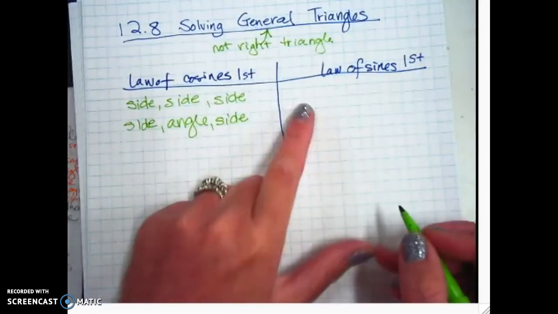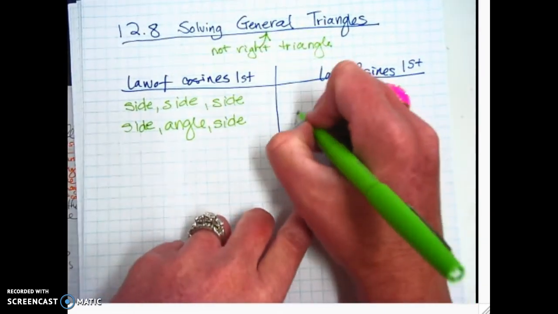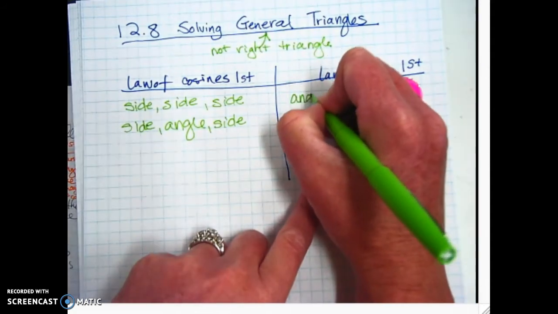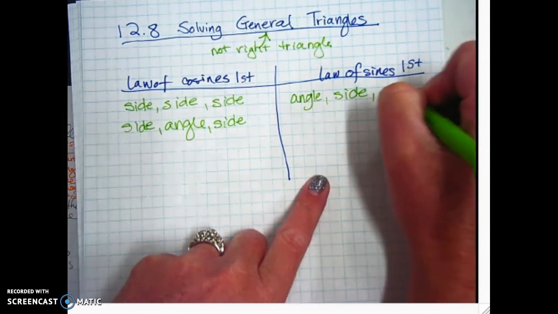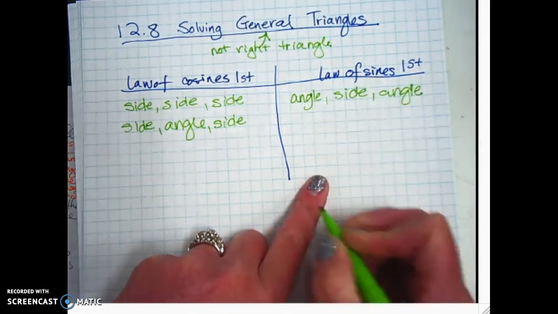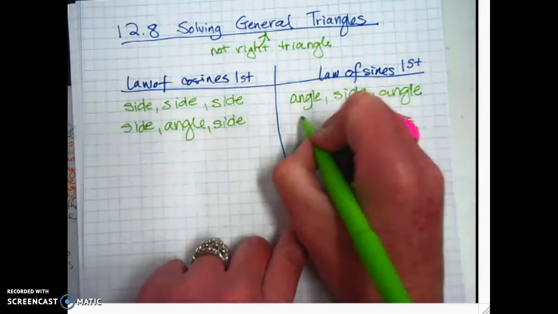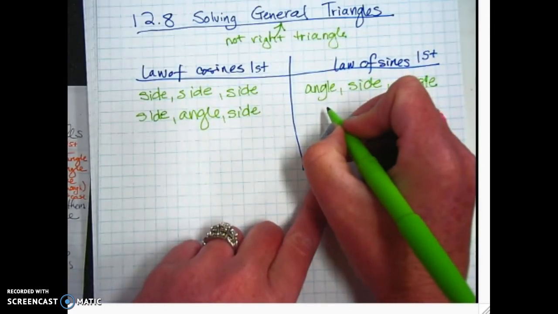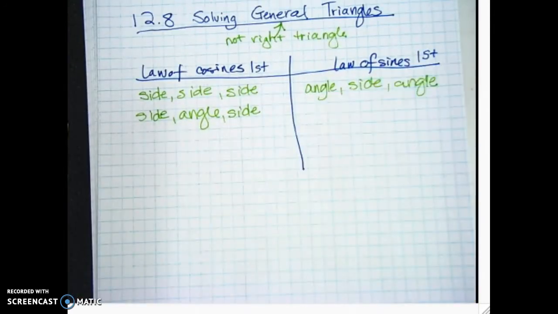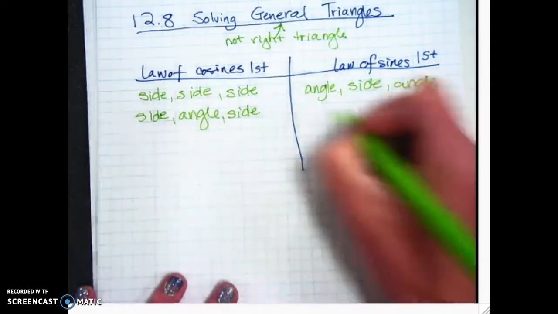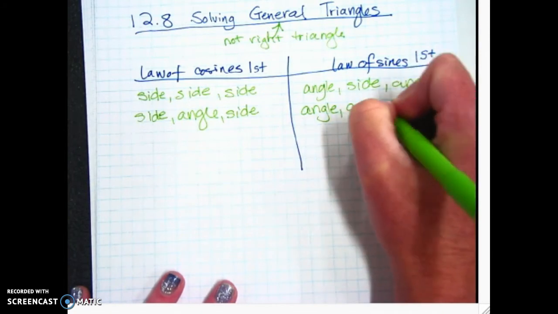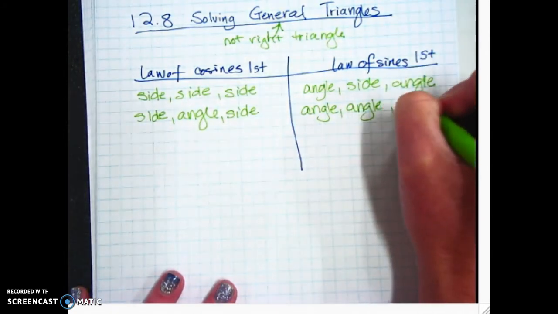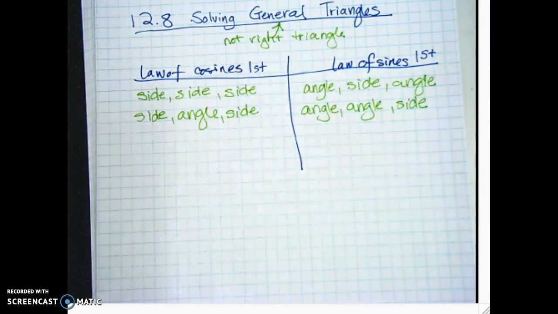In the other column, if you're given a triangle that is angle, side, angle, you're going to use the law of sines first. Or if you're given angle, angle, side. Those two, you will use law of sines first.